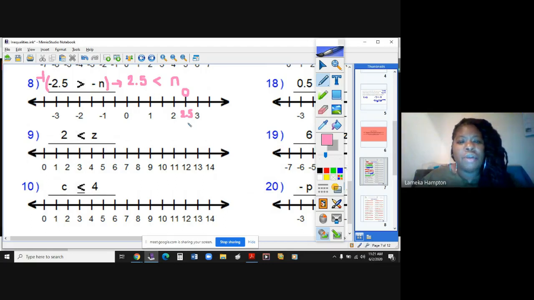Now what I'm going to do, I'm going to pick a number. I'll go with 3 just because it's right next to it. So what I have here, 2.5 is less than 3. And that is a true statement. So because that's a true statement, that means anything to the right of 2.5 will suffice.